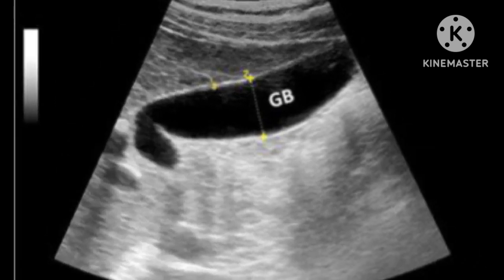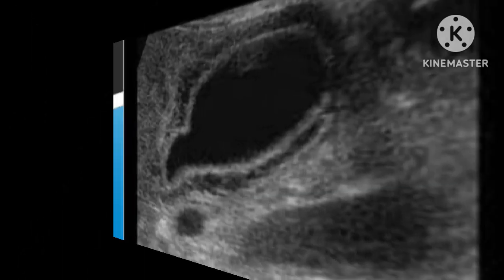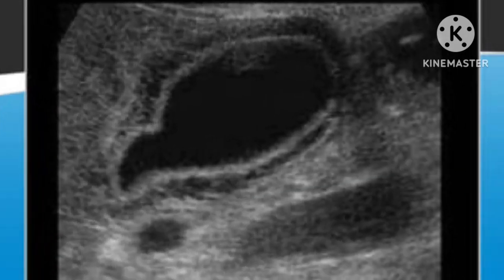Normally, or in a normal gallbladder, three layers are not distinct. That means the three layers behave like a single layer on ultrasound, as in figure. But in acute inflammation and certain non-inflammatory conditions, these three layers are distinct, that means clearly visible on ultrasound, which is called a sandwich appearance of the gallbladder wall.